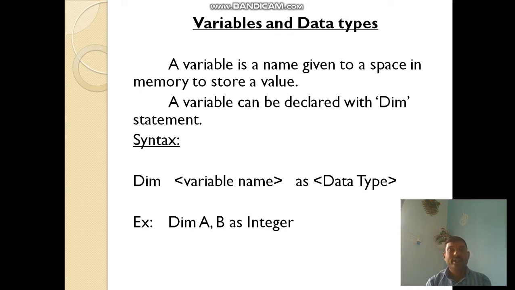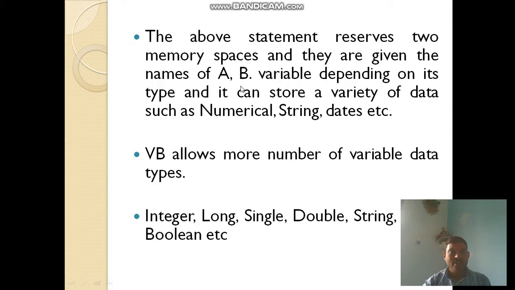So how do we declare a variable? With the help of the Dim keyword we can create a variable in Visual Basic. The syntax is Dim variable name As data type. So Dim a, b As Integer: a and b are the variable names, As is a keyword, and Integer is a data type. The above statement reserves two memory spaces and they are given the names a and b.